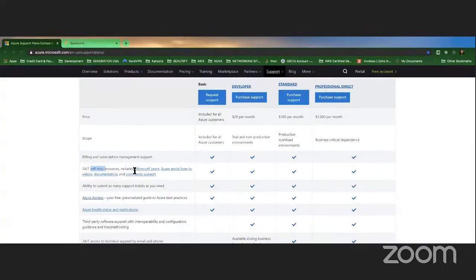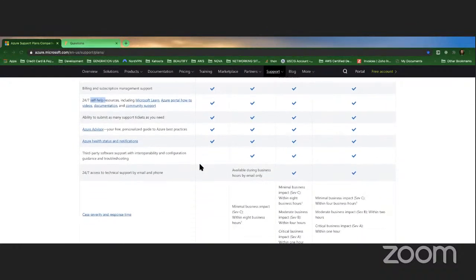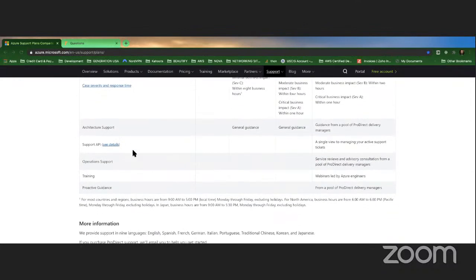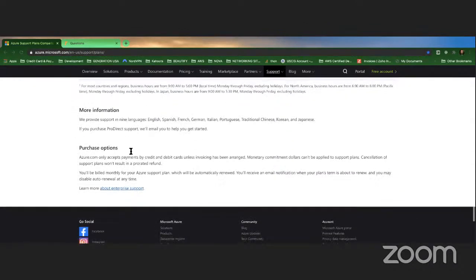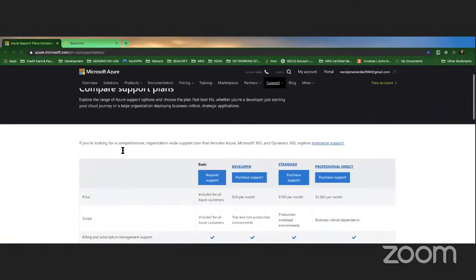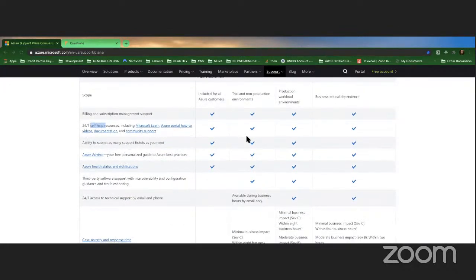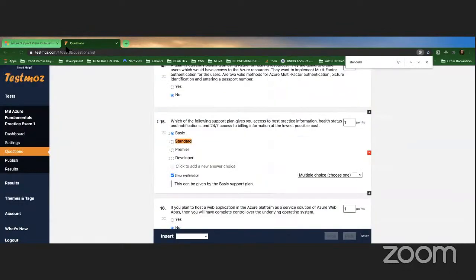I believe that all of them have 24/7 billing, but technical support is only in standard and higher. Yeah, technical support is developer and higher. It's developer and higher, but 24/7 access to billing is all of them.